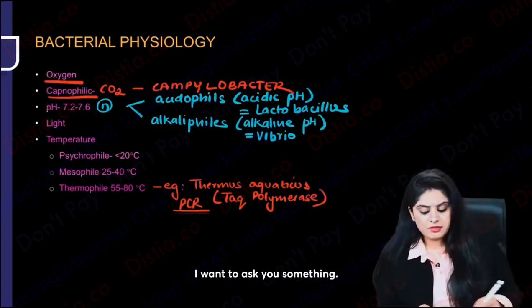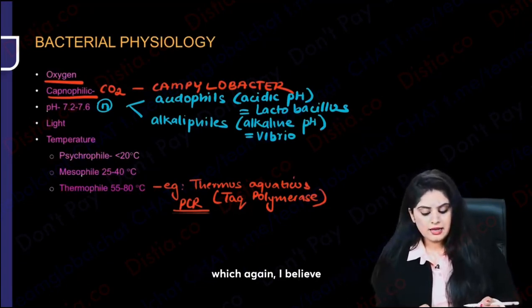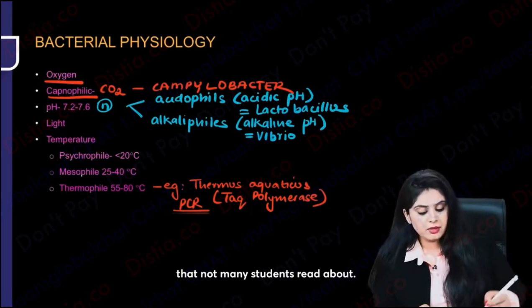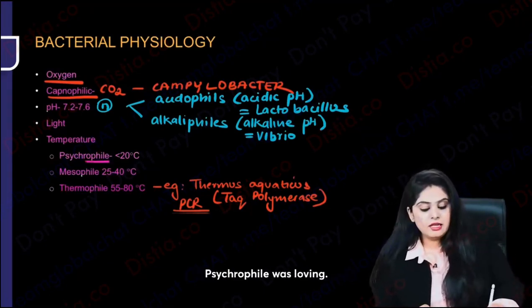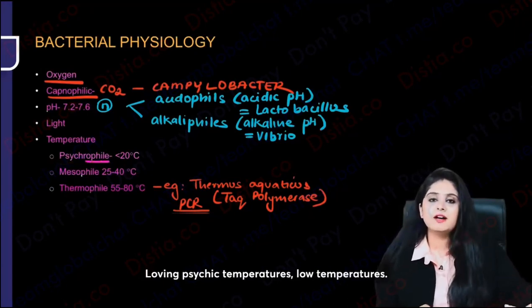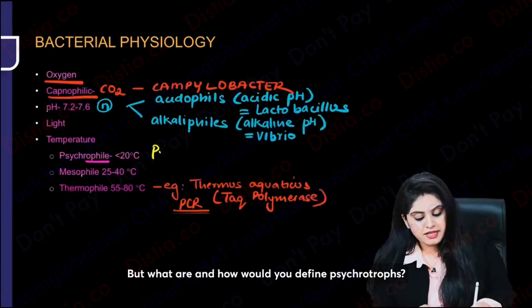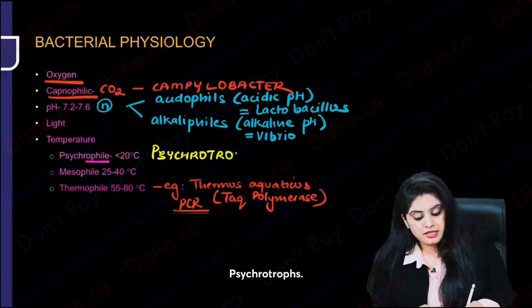I want to ask you something. There is also something known as psychrotrophs, which again I believe not many students read about. Psychrophile was loving. Phile means loving psychic temperatures. That is how I've learned it. Loving psychic temperatures, low temperatures. But how would you define psychrotrophs?